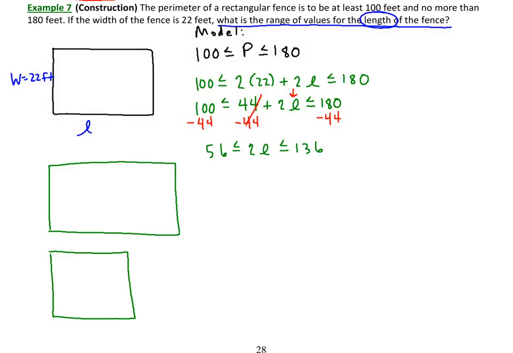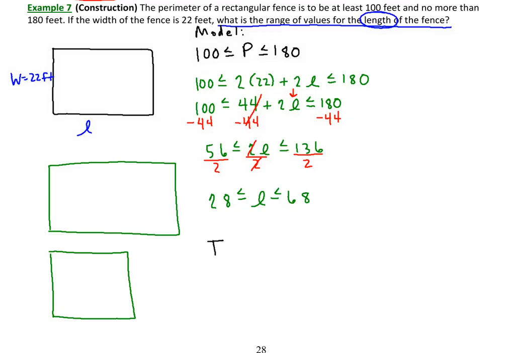And then we'll go through and divide all 3 parts by 2 to clear the variable's coefficient. And we'll end up with 56 divided by 2 is 28. We have our length isolated in the middle, and 136 divided by 2 gives us 68. So that's our range of possible values for the length of the rectangle, keeping the width fixed at 22 feet and staying within the range of resources that we have.